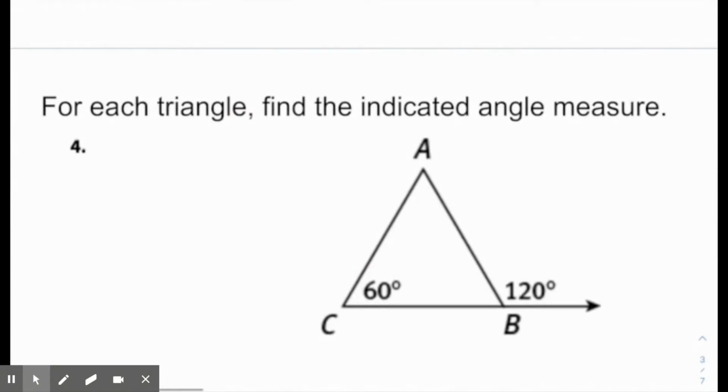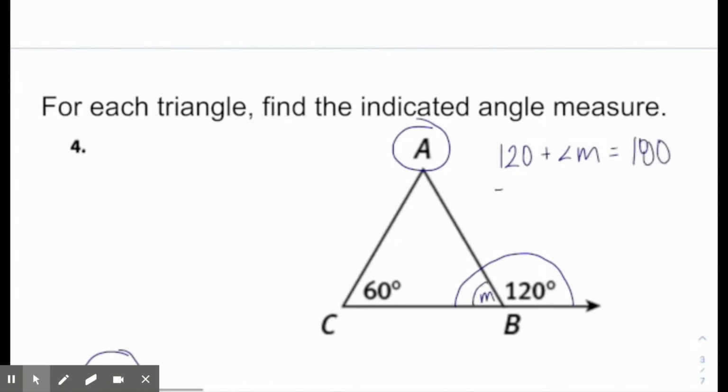For this triangle, we can see that we have this exterior angle 120 and the interior angle 60, and we want to find A. I know that 120 makes a straight line with this little angle I'm going to call M, and that adds up to 180 degrees. I can take 120 out of 180, so 180 minus 120, and get 60 for this little angle right here, for angle M, and I can label that.